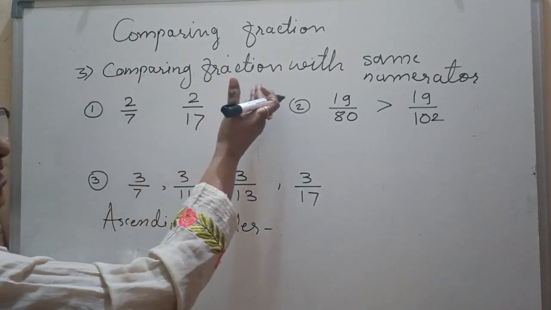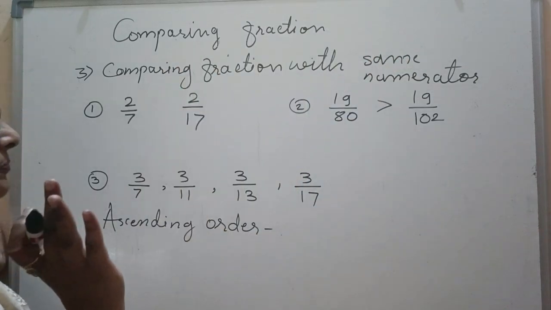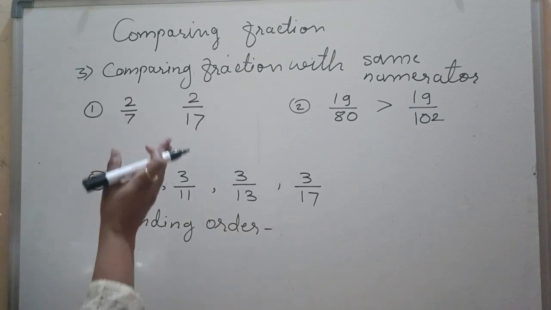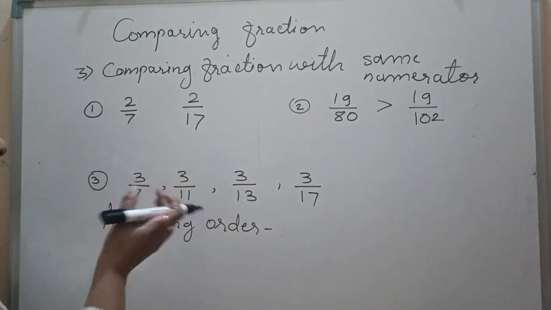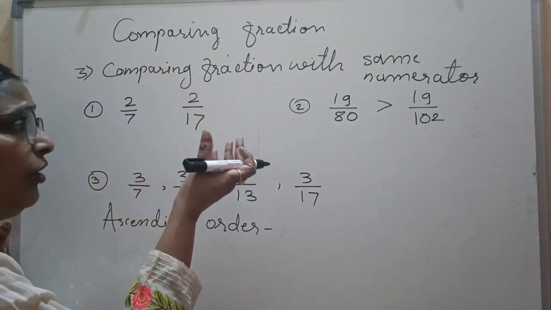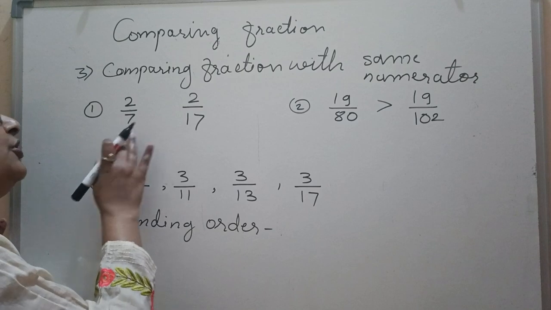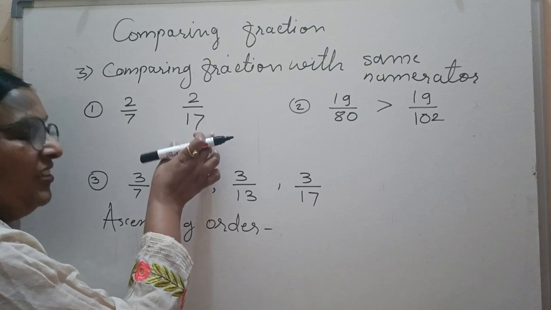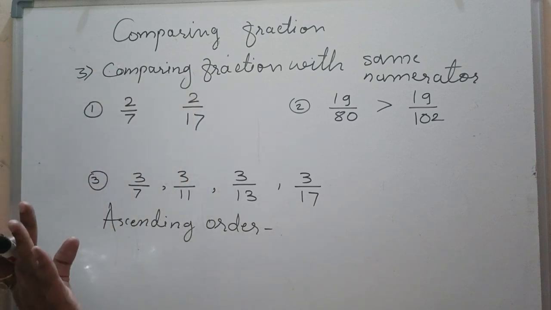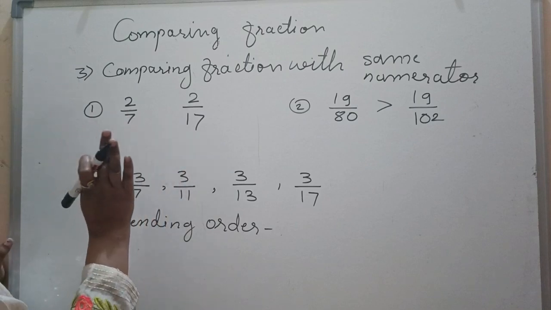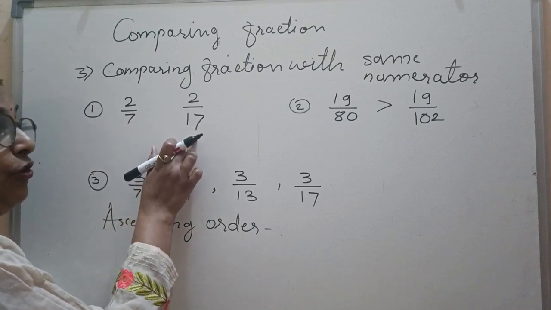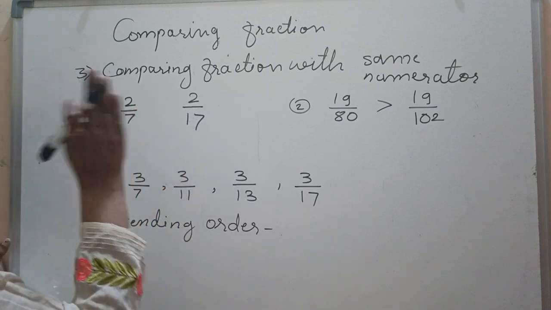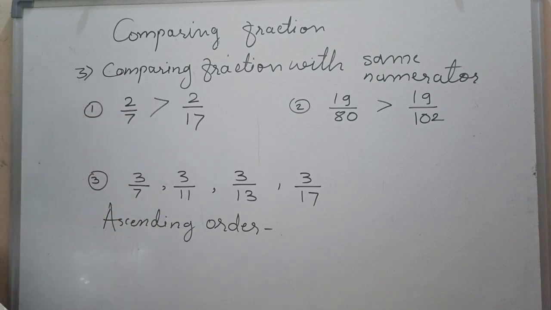Next is comparing fractions with the same numerator. First example, 2 by 7 and 2 by 17. You can see here the numerators are equal. In examples where numerators are equal, you have to compare by the denominators. But how do you have to compare? Whichever has the greater denominator is the smaller fraction. Suppose here, which one is the greater denominator? 17 is the greater denominator. Therefore, this fraction is smaller than this. That means which one is greater? 2 by 7 is greater.